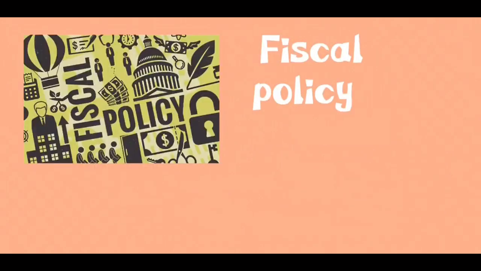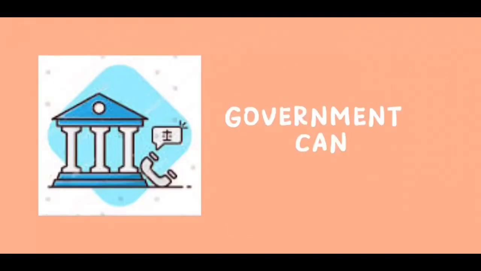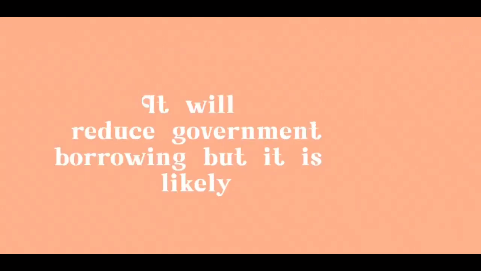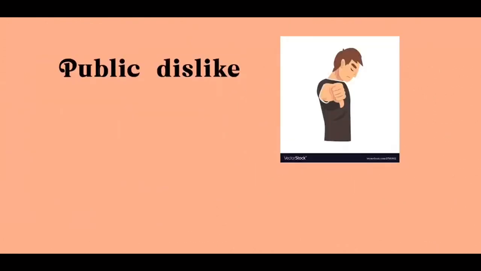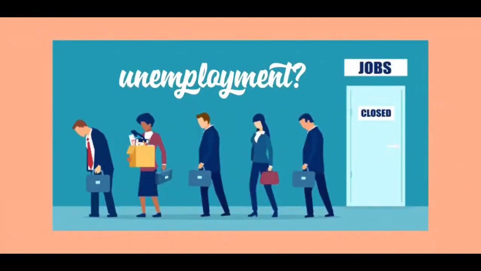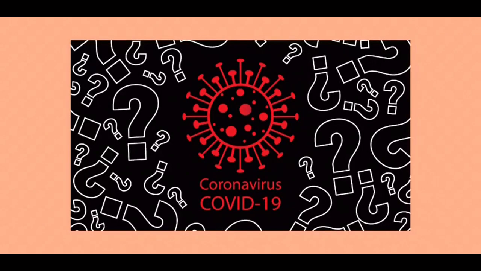Fiscal policy. Fiscal policy is where we will touch on tax. In this policy, government can increase the rate of taxes and cut spending. This will reduce the aggregate demand. It will reduce the government borrowing, but it's likely to be politically costly as the public dislike higher taxes and cuts to government spending. This shows that this policy is limited. How about unemployment? It's hard when you become one of the unemployed individuals during the COVID-19 pandemic.